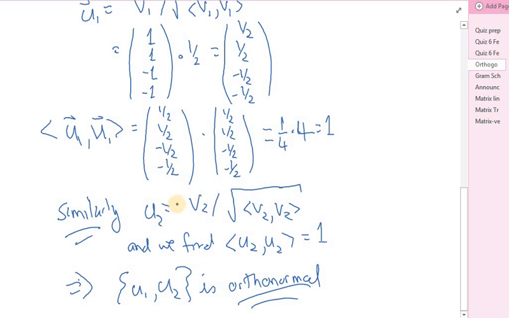Now, since I didn't change the direction of u1 and u2, but only changed the scale, you can verify that u1 and u2 are still orthogonal. All I did was scale them. I didn't change the angle, so they're still orthogonal. So I can take an orthogonal set of vectors and scale each vector and get an orthonormal set of vectors.